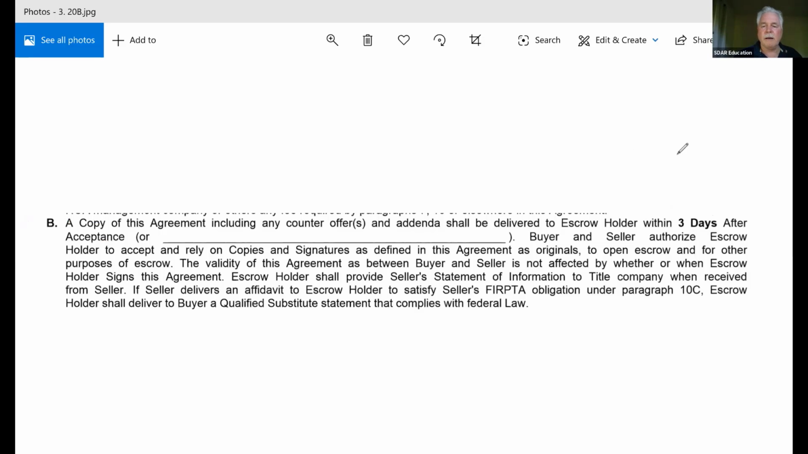Okay, so now here we go, or whatever date, okay? So buyer and seller authorize the escrow holder to accept and rely on copies, okay? It used to be that they could only act on the original.